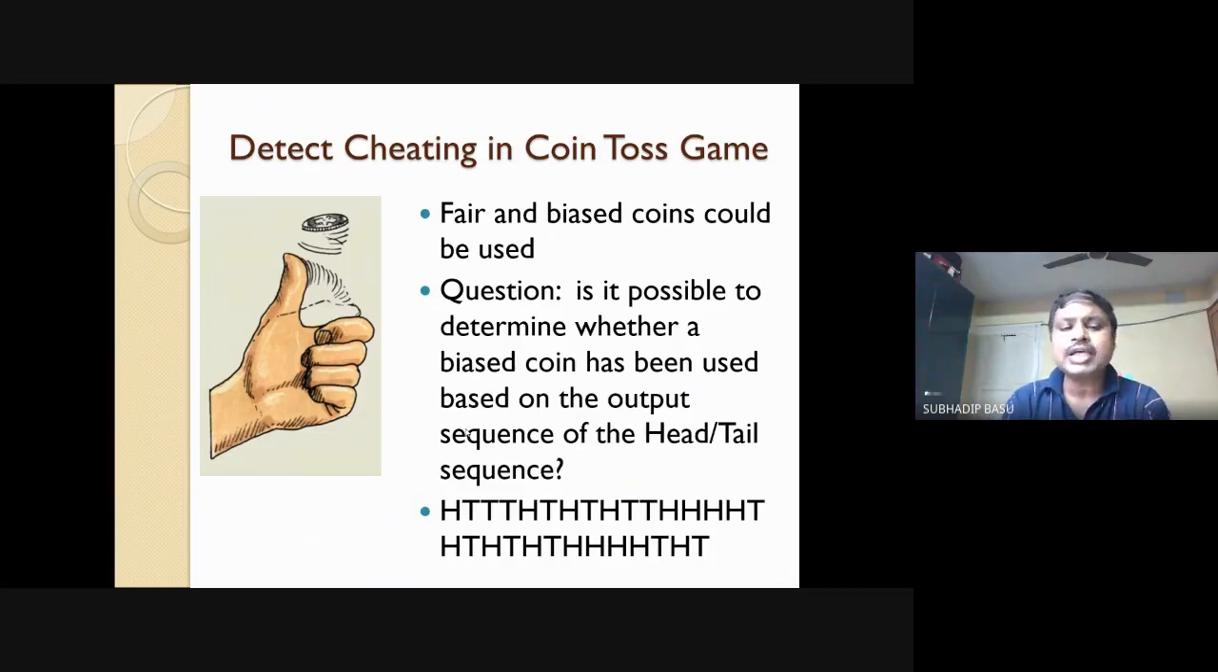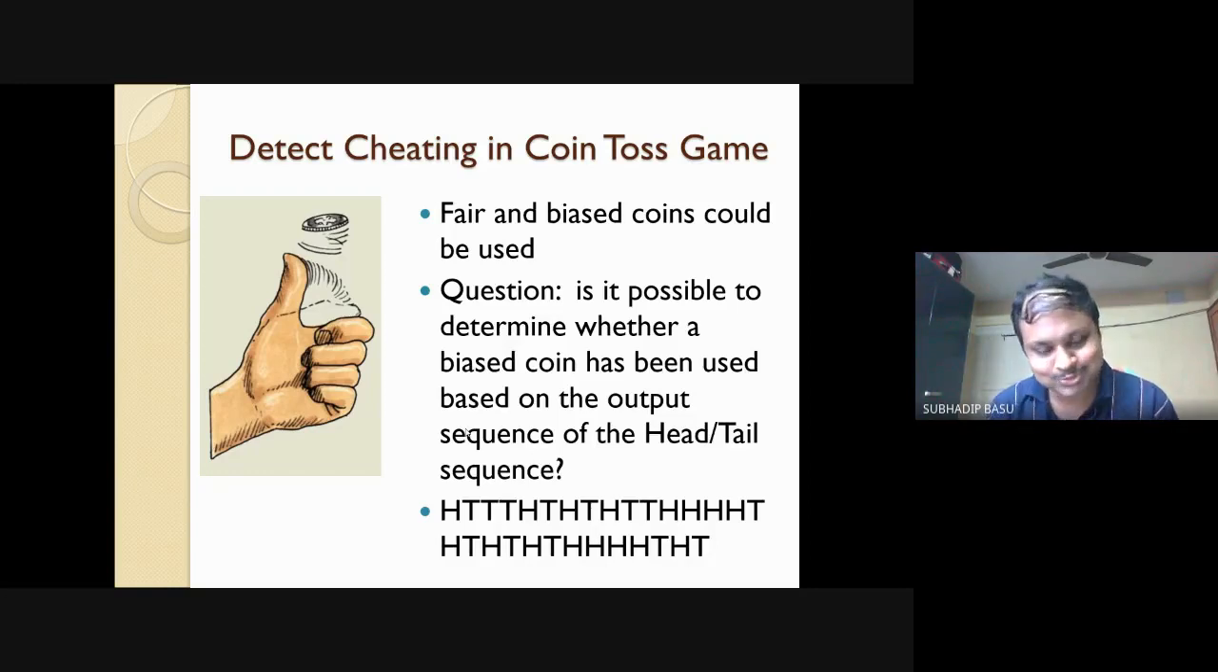But before that, let us assume a very simple coin toss game. Suppose we have a fair coin and a biased coin, and the question is, is it possible to determine whether a biased coin has been used based on the output sequence of head and tail? Suppose we have a sequence of head and tail, and can we say that the coin is actually biased, or whether a fair coin or a biased coin is used?